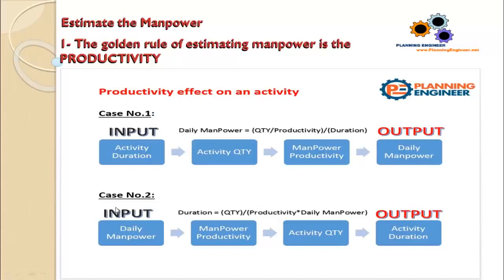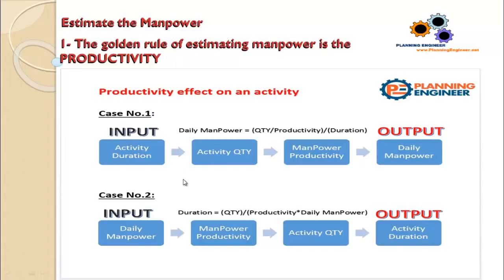The case number two, we have a limited daily manpower, and based on this limited daily manpower we want to calculate the activity duration. So in case number one, if we have the activity duration and it is fixed, based on the activity quantity and the manpower productivity, we will calculate the daily manpower required with a very simple formula here. The daily manpower equals quantity divided by productivity, then this overall divided by duration. And we'll see it in Excel in detail how we can calculate this one.